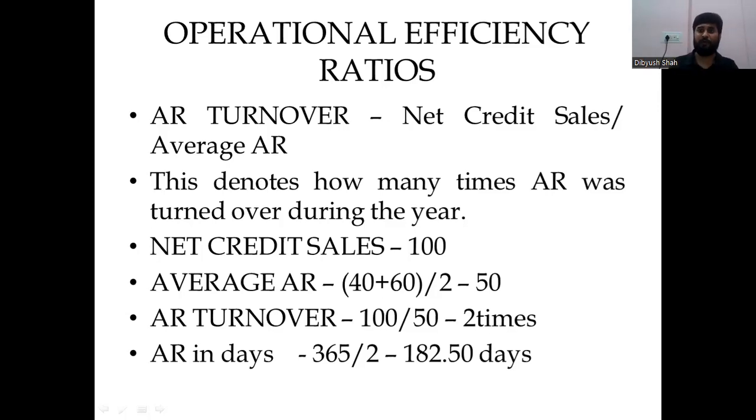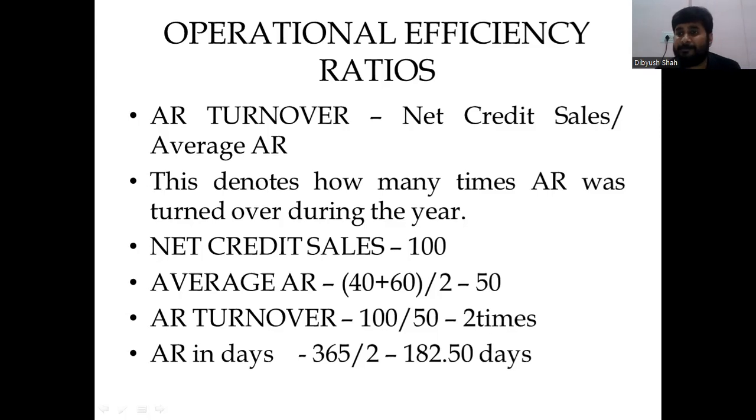So the AR turnover formula is, the numerator is what the accounts receivable is dependent on, that is net credit sales. All your credit sales minus sales returns minus sales allowances and discounts. And the denominator, of course, is average accounts receivable. Because for accounts receivable, you have to take the average of it, right? Now this ratio denotes how many times accounts receivable was turned over during the year. That means it was collected during the year.